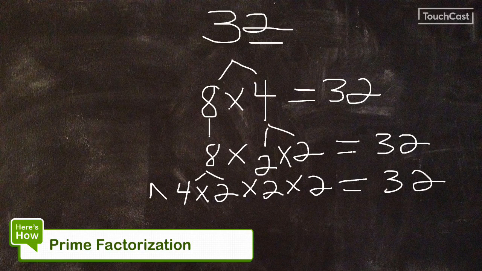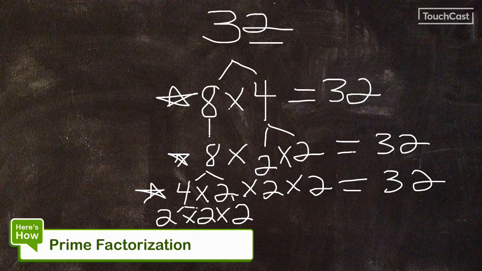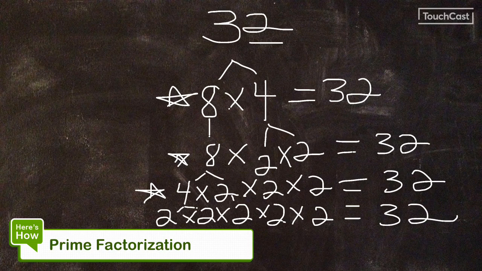And these are all called factorizations. They're not the prime factorization, but they're a factorization. And then finally, the last one that I could break down is I could break down my 4 again into 2 times 2. And then I still have a 2 here to bring down, and a 2 here to bring down, and a 2 here to bring down. So the prime factorization of 32 is 2 times 2 times 2 times 2 times 2.